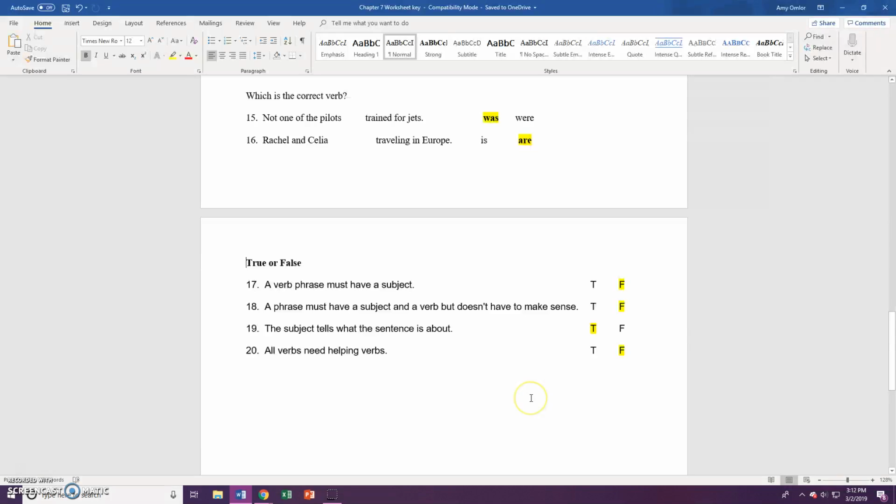True or false? A verb phrase must have a subject. That is false. A phrase must have the subject and a verb, but doesn't have to make sense. No, that is also false. They're prepositional phrases which have no subject. Sorry. And verb phrases that have no subjects. Number 19, the subject tells what the sentence is about. That is true. And number 20, all verbs need helping verbs, and that is false.